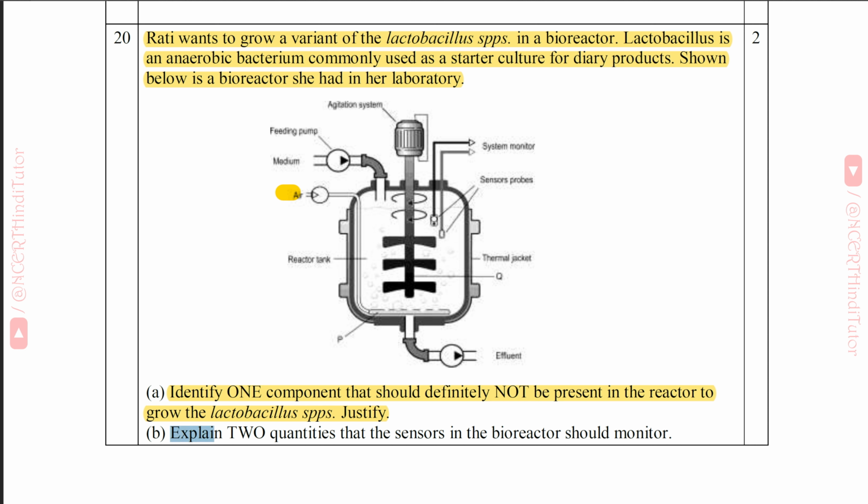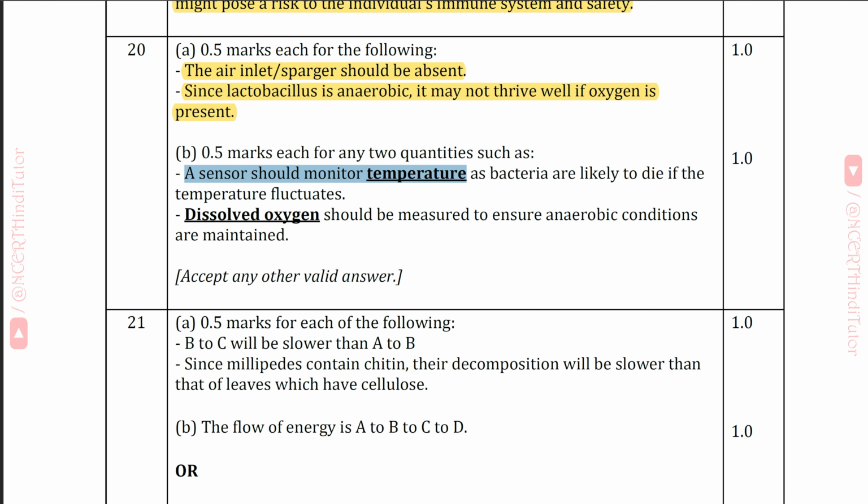B. Explain 2 quantities that the sensors in the bioreactor should monitor. Answer. A sensor should monitor temperature, as bacteria are likely to die if the temperature fluctuates. Dissolved oxygen should be measured to ensure anaerobic conditions are maintained.